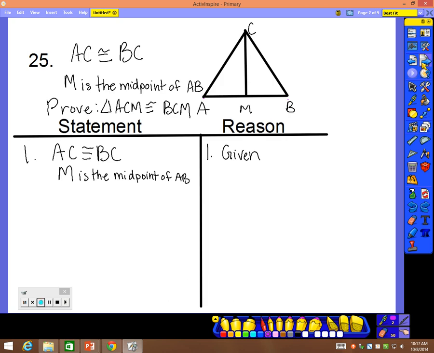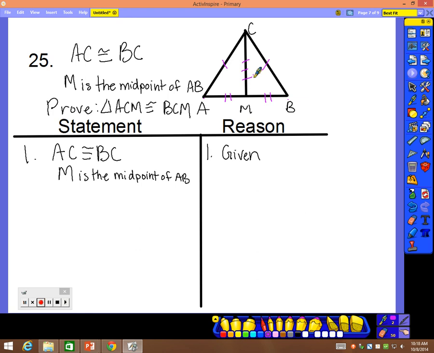25. Here I know that AC is congruent to BC. So I'm going to give some congruent marks there. And M is the midpoint of AB. What can I do with that? Well, by definition of midpoint, M cuts the line AB into two equal parts, AM and BM. So I can say that these two are congruent because of definition of midpoint. And then my third one, I can say it's congruent because of reflexive. So let's go ahead and write those steps down.